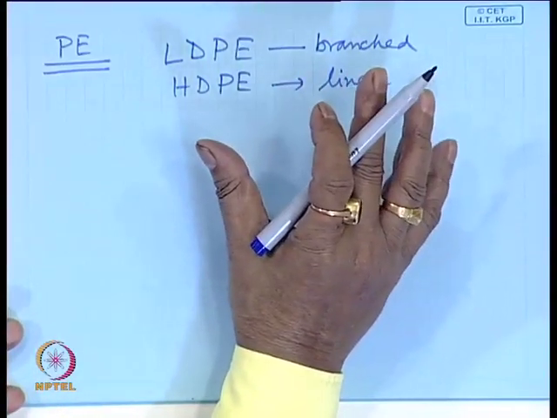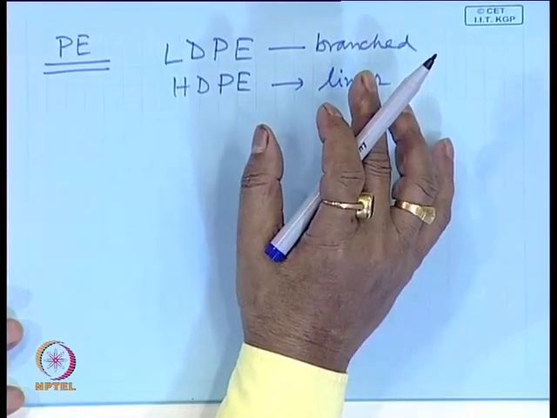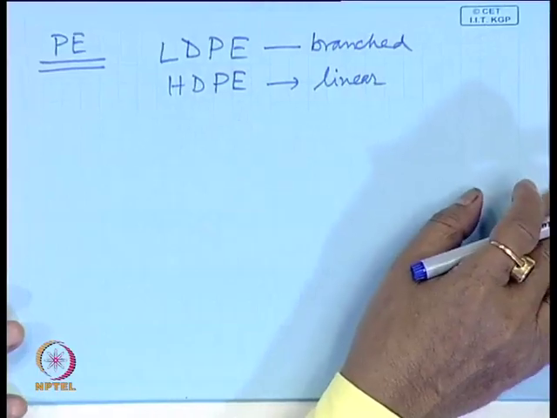Because of this branching, it is of low density. Have you got the concept of low density due to having branches? Low density means what? Packing efficiency. If there are branches, then that branch will hinder the close approach of the neighboring molecules.